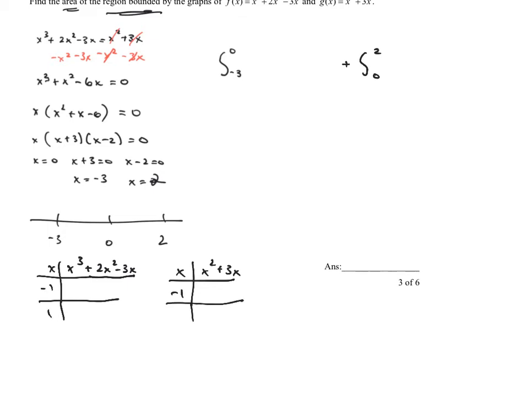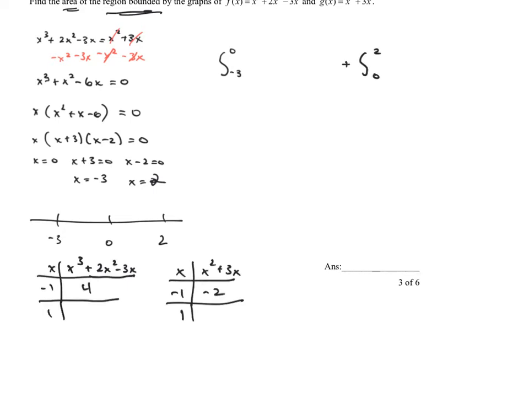I'll plug in the number -1 into both of those, and I want to see what values I get. So I'm using my calculator here. The table feature is really nice to use. When I plug in -1 into the first function, I get a 4. When I plug in a -1 to the second function, I'm getting a -2.